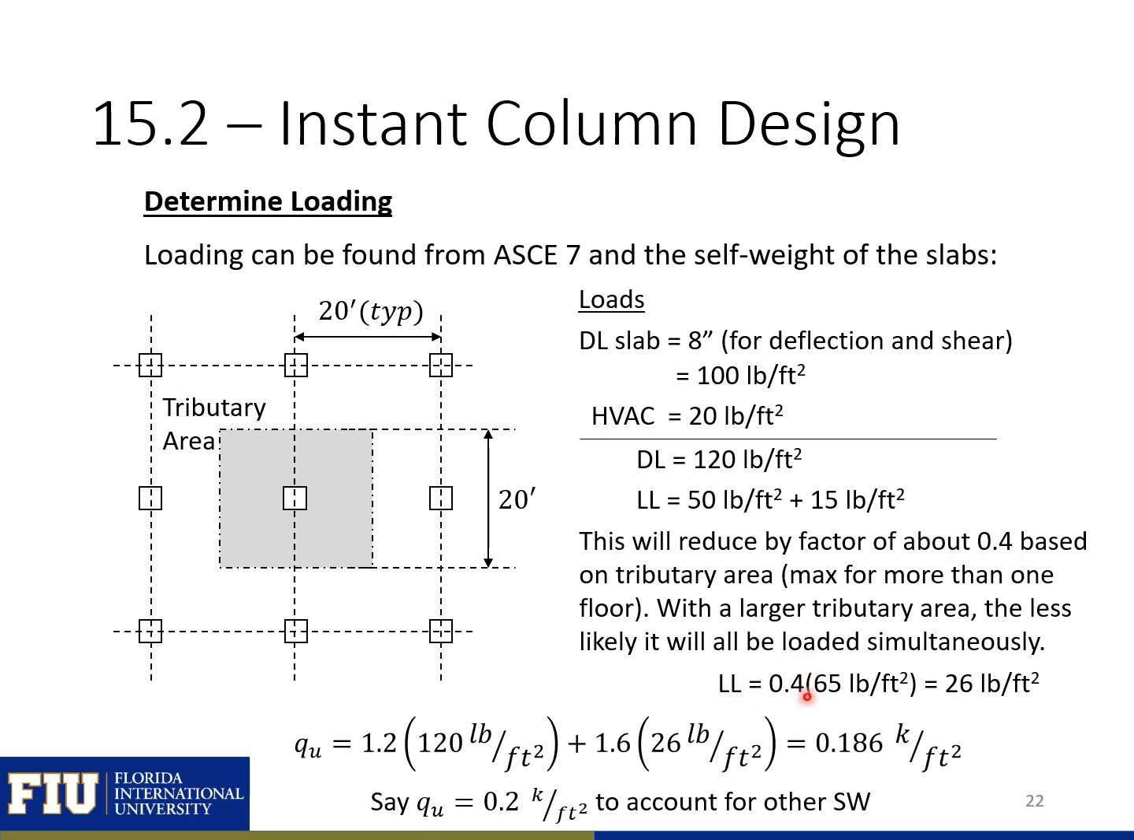So our live load will be reduced by 0.4, so we'll get a live load now of 26 pounds per square foot. We can factor this load the same way that we did for our beams, 1.2 times our dead load and 1.6 times our live load to give us a total load. And we're just going to round up for simplicity and to include the self-weight of the columns. So we'll have 0.2 kips per square foot as our load that we'll move forward with.